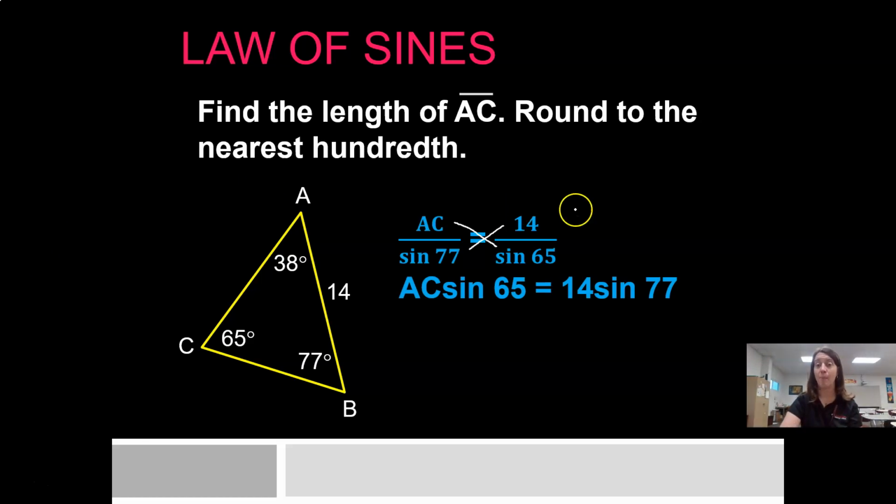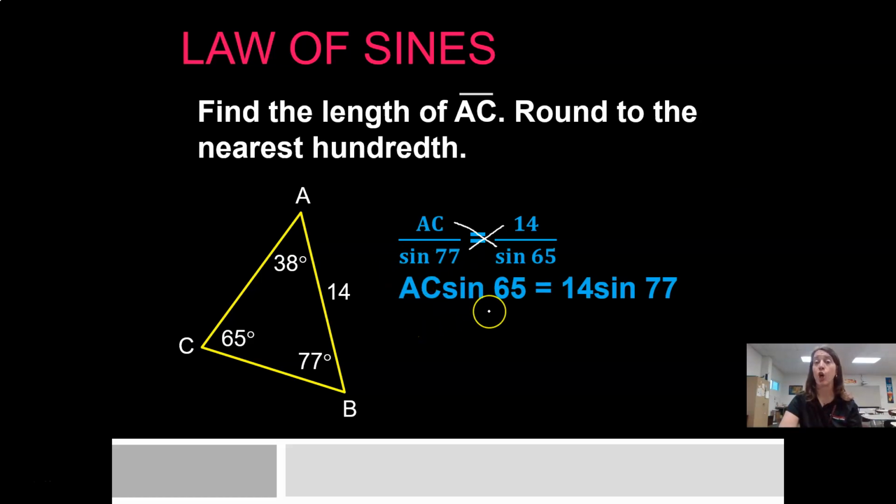So how did I write that multiplication? I just wrote them side by side. 14 times sine 77. Again, I'm not typing that in my calculator yet because I would have to round here, and I'm going to round later on as well. I do not want you to do that because you're going to get too far away from the final answer. We have one more step to get our AC by itself.